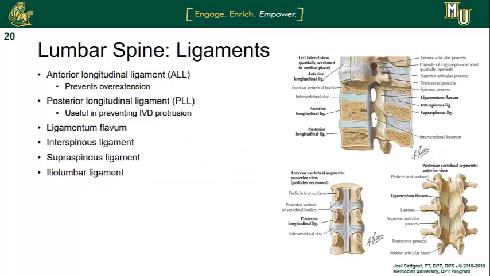The ligaments we've already talked about, that being the anterior longitudinal and posterior longitudinal, but there are a few others that are important, such as the ligamentum flavum, which sits just anterior to the spinous process. The interspinous ligament that's going to bind each individual spinous process one unto the next. Supraspinous ligament, which is the most superficial to the spinous process. And then finally the iliolumbar ligament that we see as well.